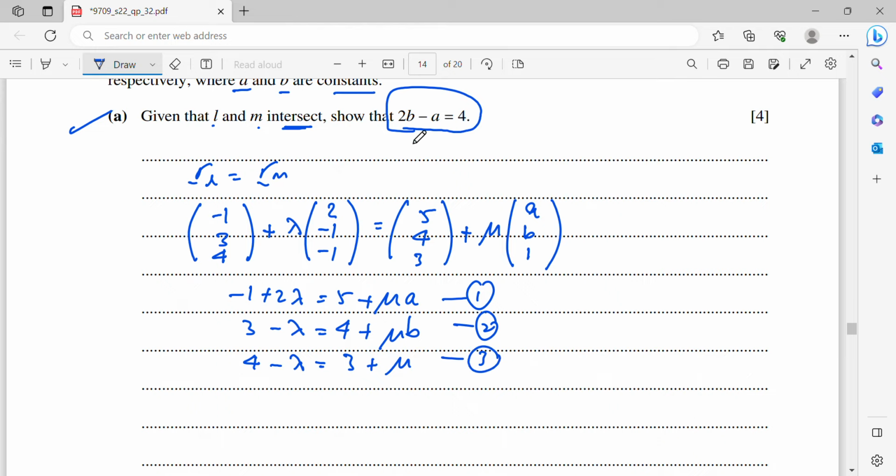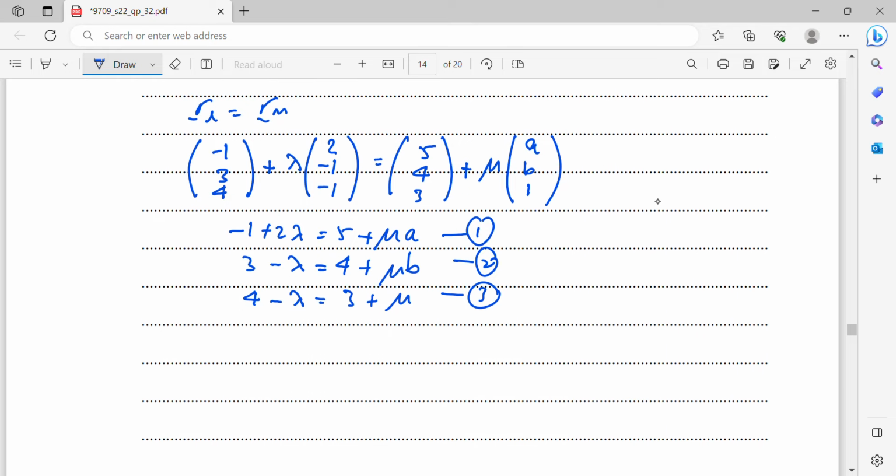So now to show this, 2b minus a equals to 4, I will eliminate the lambda by using third equation minus second equation, because I need to keep the mu and keep the a and b. So when I minus 4 minus 3 from the left hand side, it will be 1. The minus lambda minus another minus lambda will be 0. On the right hand side, 3 minus 4 will be minus 1. Then I will get mu minus mu b. So I will just write mu bracket 1 minus b.